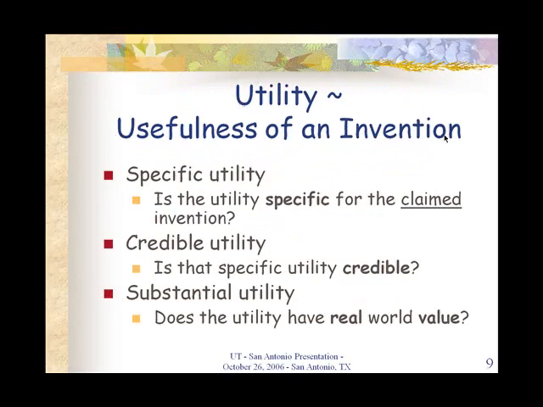So under utility, it's the usefulness of an invention. There has to be a specific utility. So is the utility specific for the claimed invention? These are phrases that you'll be hit with if you get into this arena, and you'll be saying, what in the heck are you talking about, and what do you really mean? It really means that you have to show exact uses of exactly what you are claiming, and so that's why it's good to go and read some patents to see that it's a series of claims that put things into a series of steps, sequences in a procedure or something like that.